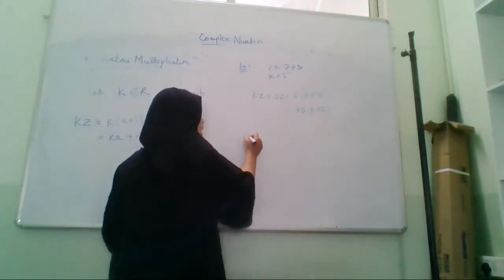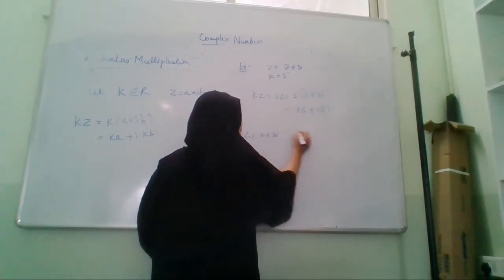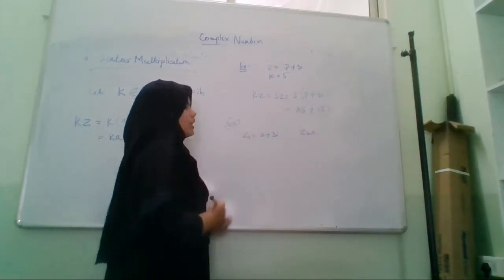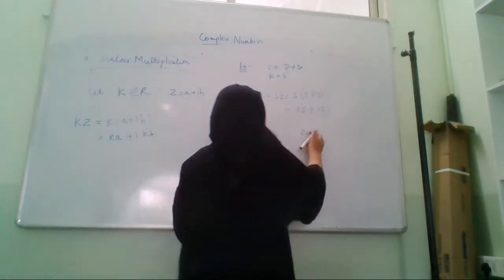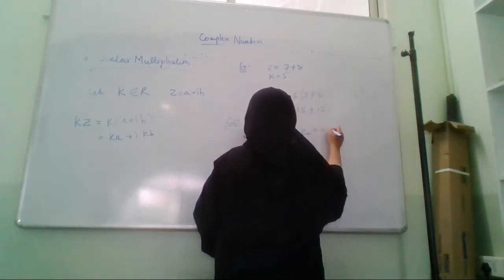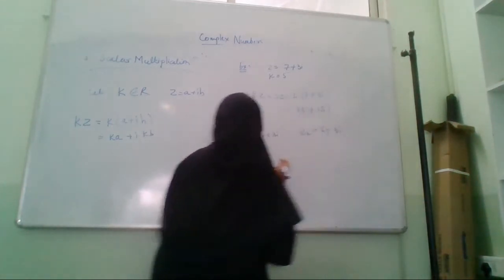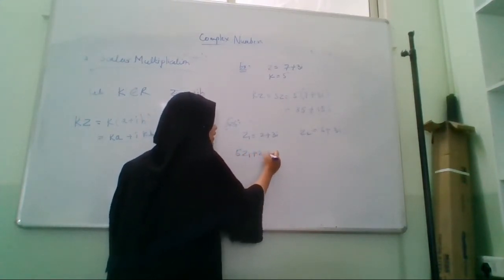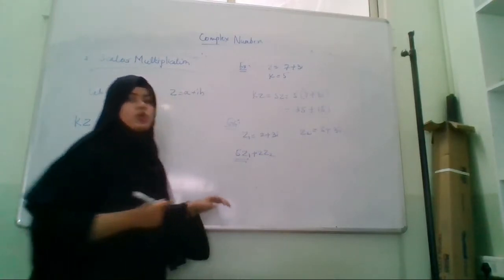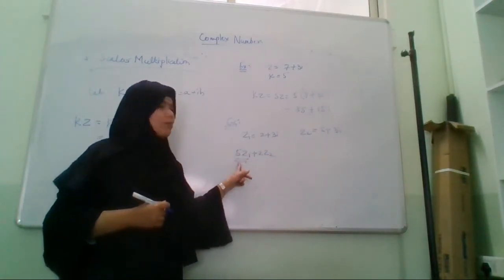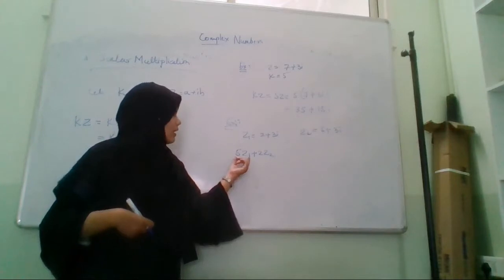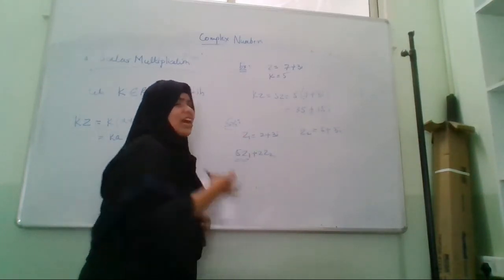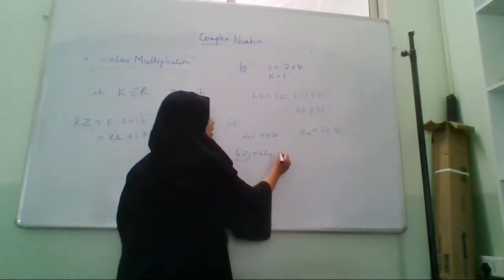Also, suppose z1 is equal to 2 plus 3i, and if I give you another example, z1 is 2 plus 3i and z2 is 5 minus 3i, or take 5 plus 3i. Can you find 5z1 plus 2z2? That means we have to do addition as well as scalar multiplication. First we find the scalar multiplication 5z1 and then 2z2, and then we add them. We can do it in one step only.